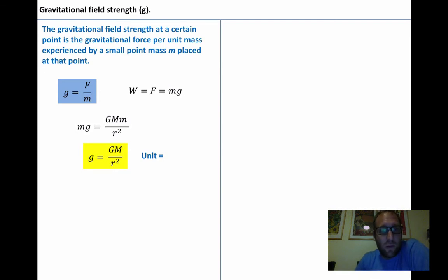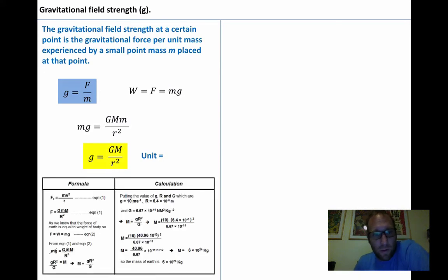We can use that information to actually find the mass of the Earth. If we know g, and we know the two constants, small g and big G, and the radius of Earth, we can rearrange that to find the mass of the Earth, and that's what we do. We find the mass of the Earth to be 6 times 10 to the 24 kilograms.